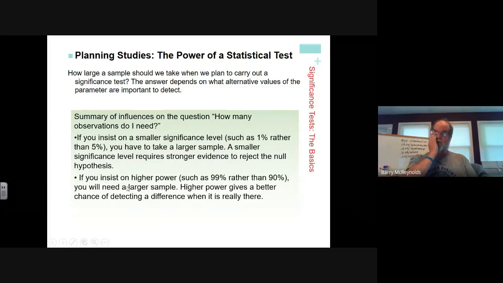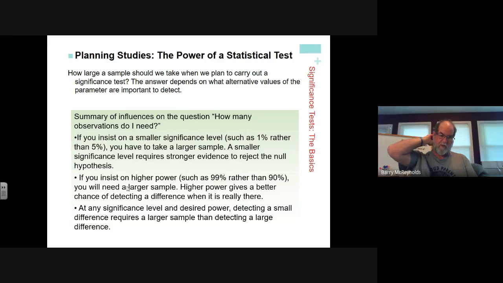And the question is, do you have the resources to conduct the test with more samples? That's really the question. That's really the issue here. So the conclusion we want to make here is that for any significance level and any desired power, significance level refers to type 1 error. Desired power refers to type 2 error. Detecting a small difference requires a larger sample.